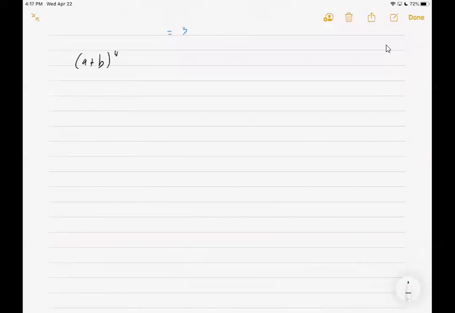Okay, so if I have A plus B to the 4th power, I know that I'm going to get, well, let me write it out, A plus B times A plus B times A plus B. It's like having 4 hats with balls that are labeled A and B in each one. It is possible to get all A's. Now, like before, we would expect there's one way to get all A's, right?